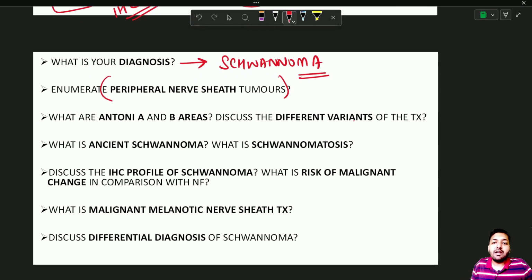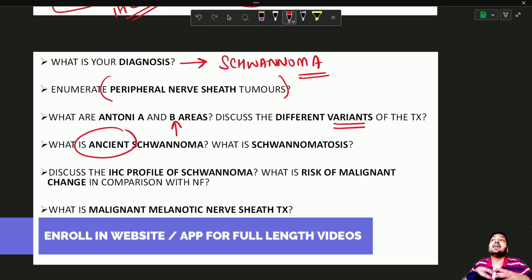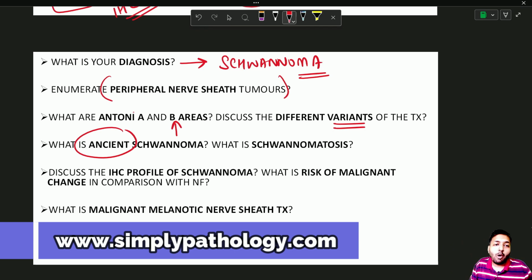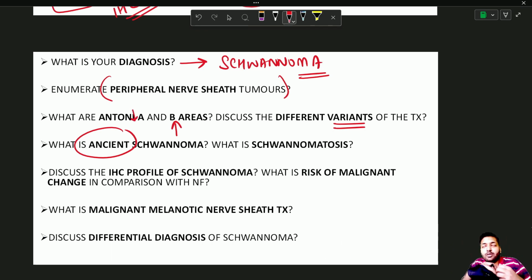Now, discuss the different variants of the tumor. So what are the different variants that we have? Very fast, we first have the ancient schwannoma. So what is the ancient schwannoma? Any schwannoma where the amount of Antoni B area, now let me remind you, Antoni B area is basically degenerative in nature, okay, becomes more and the amount of Antoni A area is less, so that it becomes very difficult for us to understand whether this particular tumor is a schwannoma or not. Okay, so this is the first point.